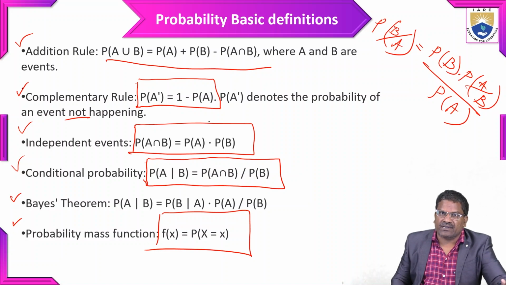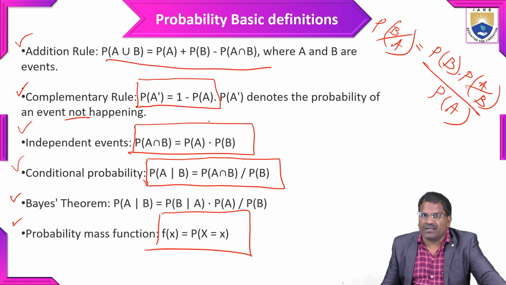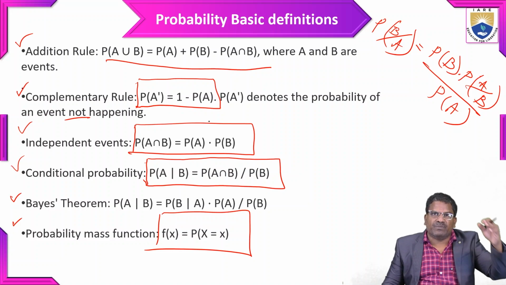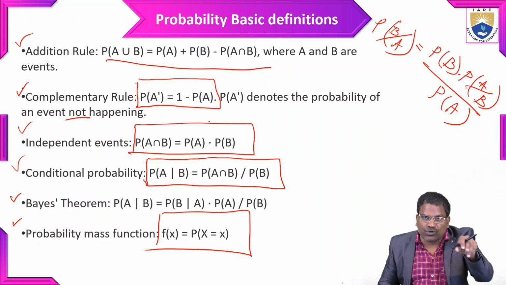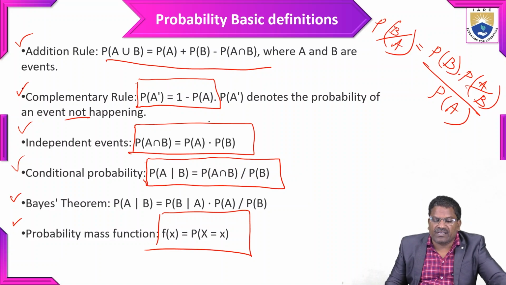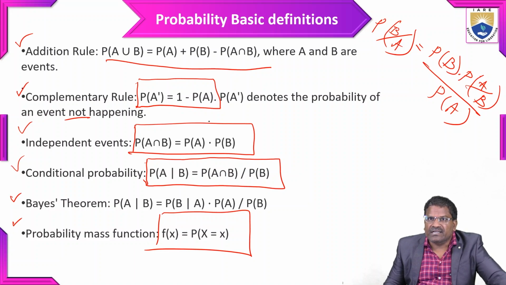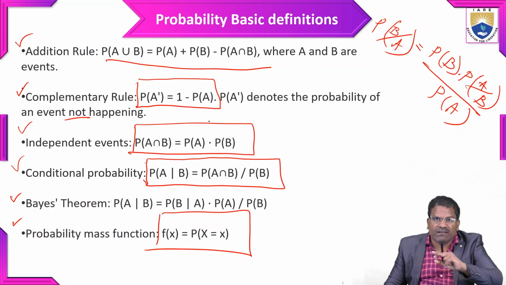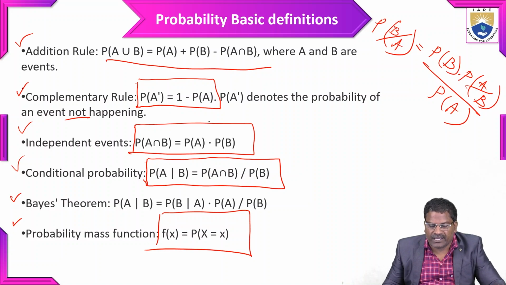Next, independent event. If A and B are independent events, then P of A intersection B is equal to P of A into P of B. Conditional probability. P of A by B is equal to P of A intersection B divided by P of B. Bayes theorem. Bayes theorem is the extension of conditional probability. P of A by B is equal to P of A into P of B by A divided by P of B.